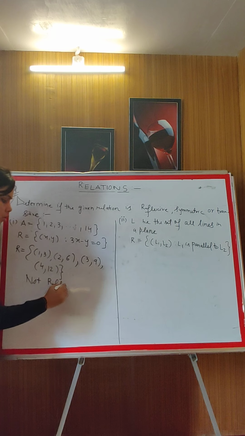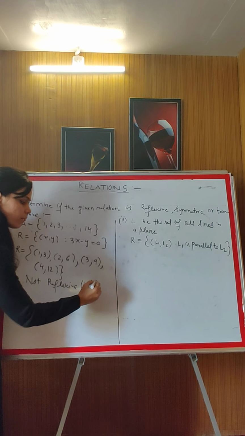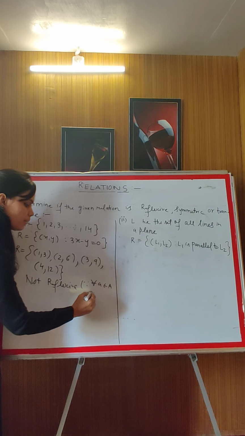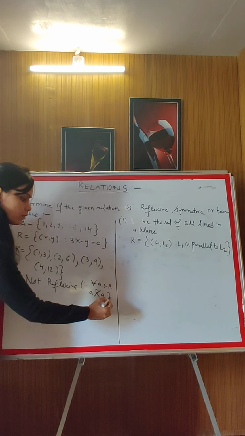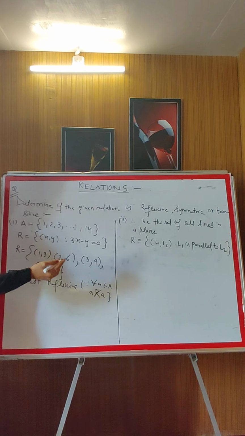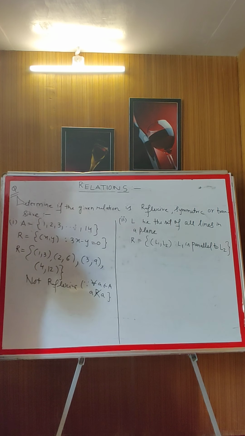It is not reflexive. Why? Since for every a belonging to A, a is not related to itself. This is the reason we will give beside the step. Now let's see if it is symmetric. For symmetric, we have the definition: if a is related to b, then b should be related to a. That means for every ordered pair, its reverse should also exist.